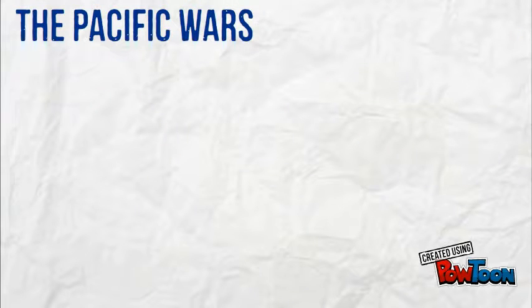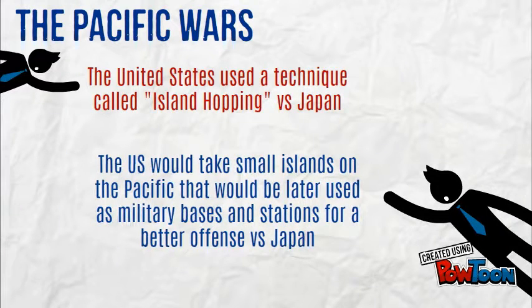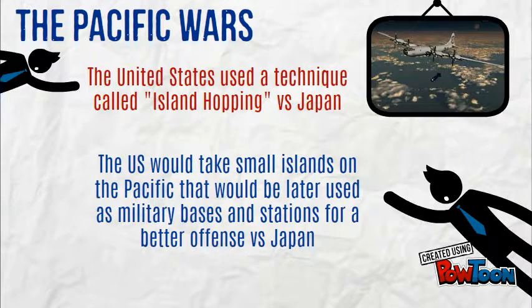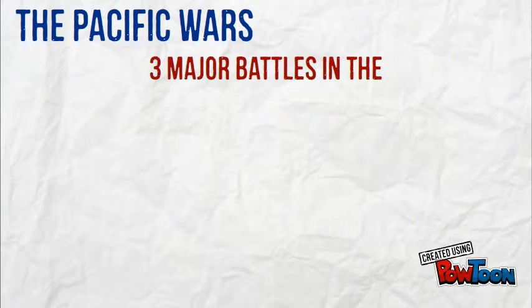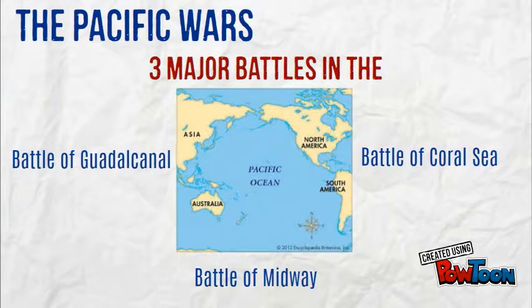Months later, the US started using a strategy called island hopping, in which they gained control of small islands in the Pacific that they could use as bases for bombers that would then attack Japan. The US was involved in three major battles in the Pacific, including the Battle of Coral Sea, the Battle of Midway, and the Battle of Guadalcanal.